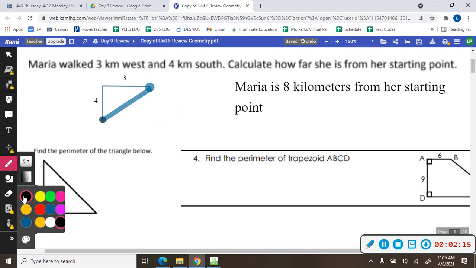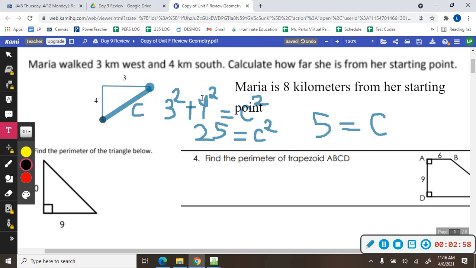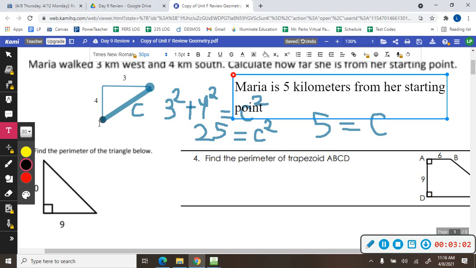And the reason why is when you set this up, this is C, and so you go 3 squared plus 4 squared equals C squared. 3 squared is 9, 4 squared is 16, 9 plus 16 is 25. So you get 25 equals C squared. You take the square root, and you get C is 5. So this should actually be 5, from here to here.